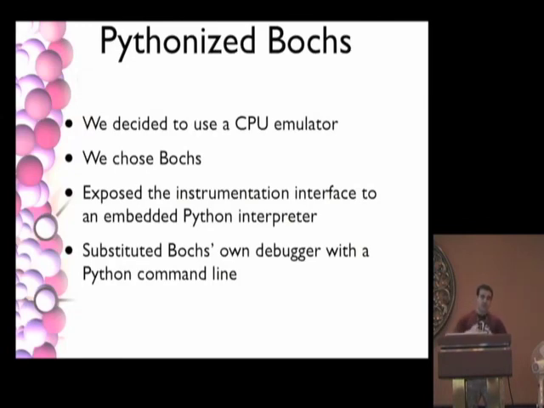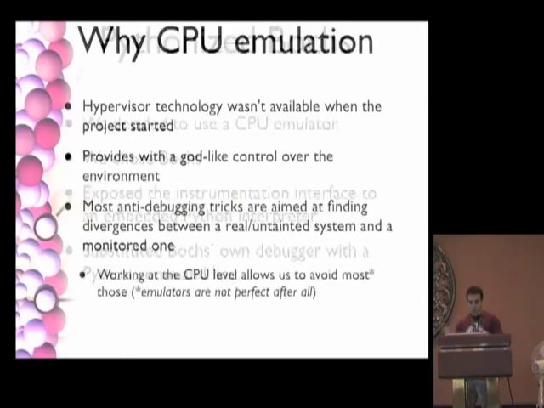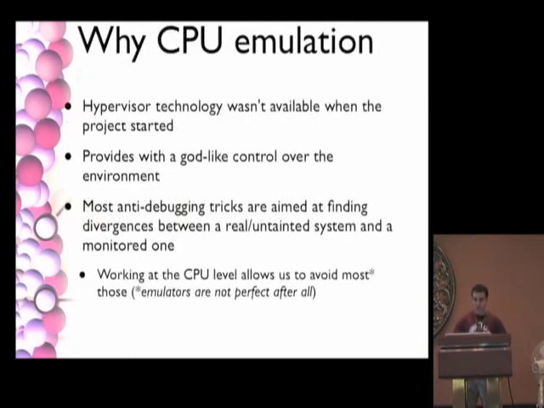What we did then is we exposed the instrumentation interface that it has and substituted its Bochs debugger by a Python command line. That allows us to work really, really comfortably with all the functionality that Bochs exposes to control the execution. And now, why we chose this path?